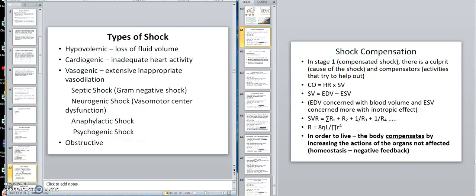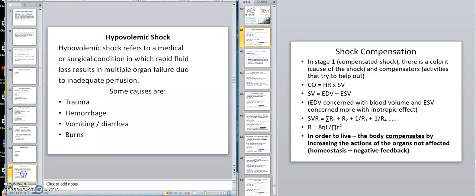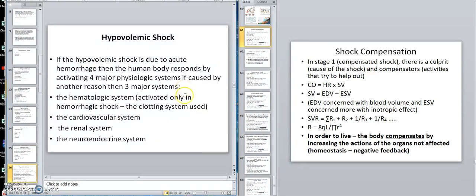Okay. So now we're to the types of shock. Hypovolemic shock, loss of fluid volume, cardiogenic, vasogenic, and so forth, and obstructive. So we're going to kind of talk about this. Okay, hypovolemic shock. What are some of the causes? Well, bleeding out, burns, losing fluid, diarrhea, vomiting. Hypovolemic shock refers to a method in which rapid fluid loss occurs. Here's hypovolemic, and some more talking about hypovolemic.